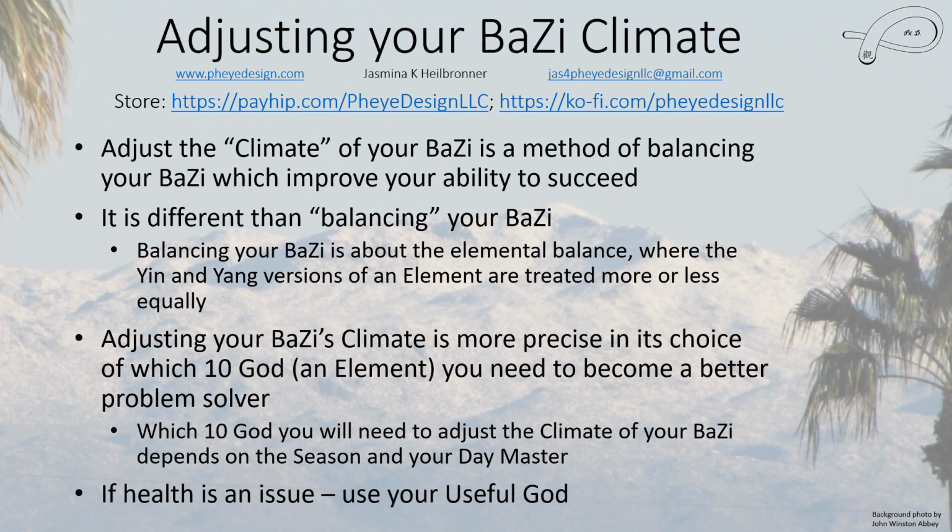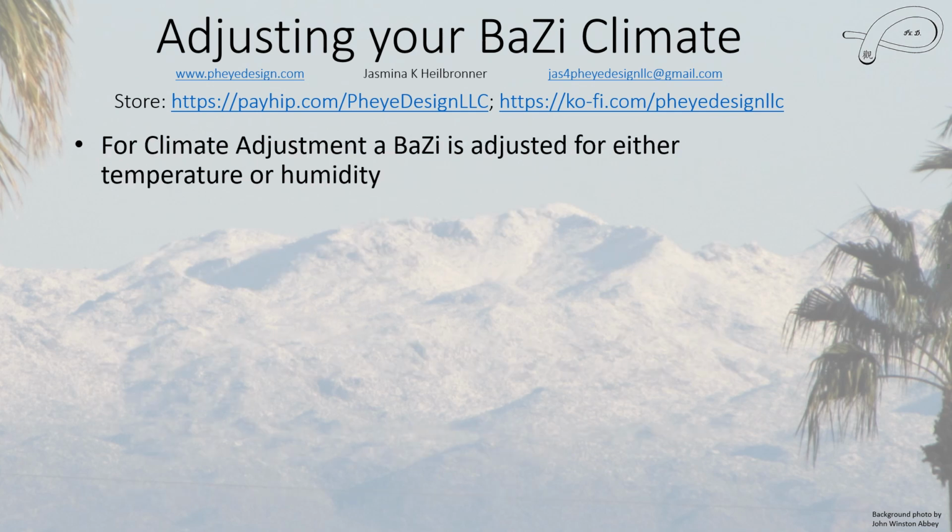If health is an issue, you use the useful god instead of trying to balance your climate or balance your chart. So you need to know what you need to fix in your life, what part of your chart you need to work on. Now, for climate adjustment, it's either going to be adjusted for temperature or it's going to be adjusted for humidity. Typically, it's not both, but one will look like you're doing both.